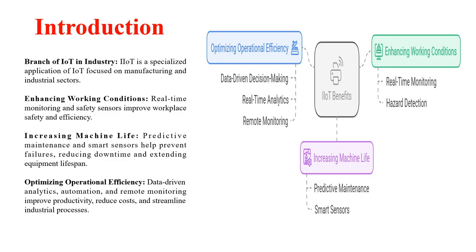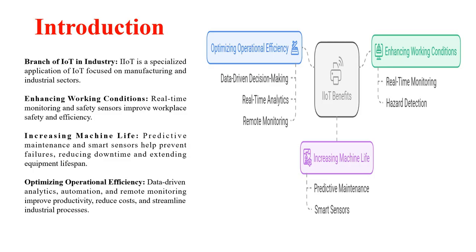Okay, so the key aspects of IIoT are, first, enhancing working conditions, that is, it enables real-time monitoring of machines, work environments and safety parameters, and the sensors detect hazardous conditions and alert the workers in order to improve workplace safety. Then the next point is increasing machine life, that is predictive maintenance using industrial IoT.